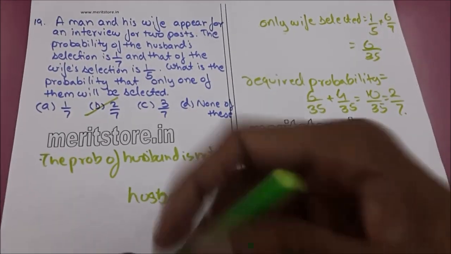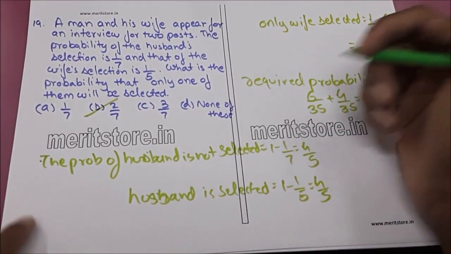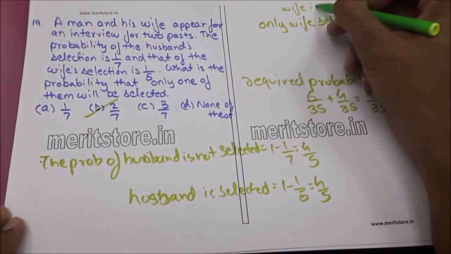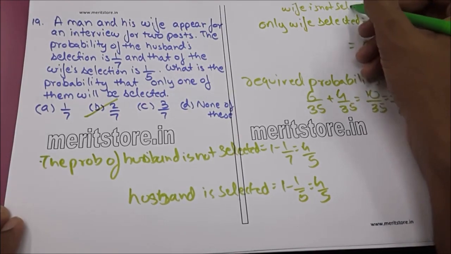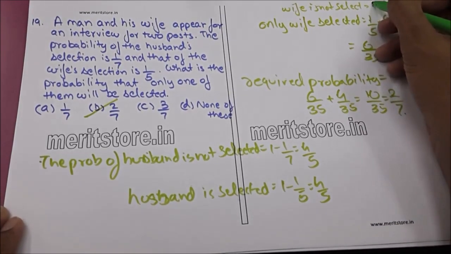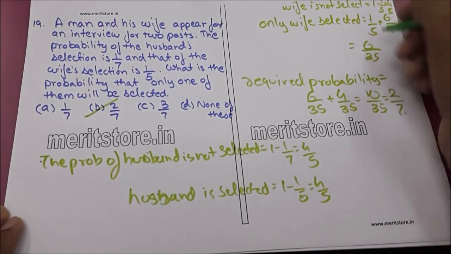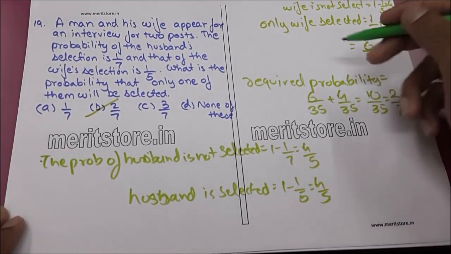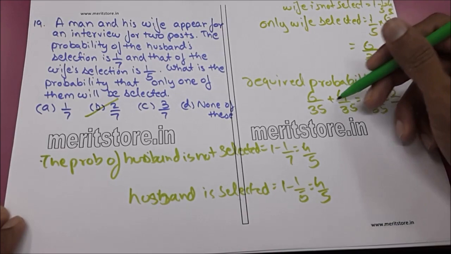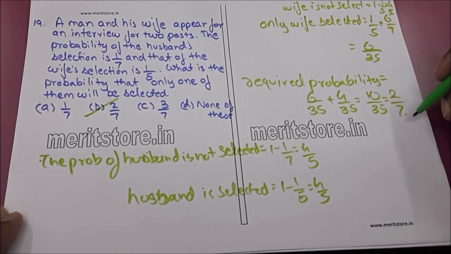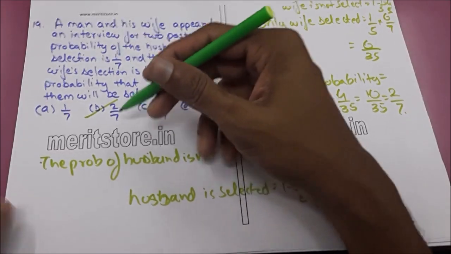Please note that we also find the probability that the wife is not selected, which we get as 1 minus 1 by 5 is equal to 4 by 5. So we solve accordingly. We get the required probability, that is 6 by 35 plus 4 by 35 equal to 10 by 35 is equal to 2 by 7. So therefore option B is the correct answer.